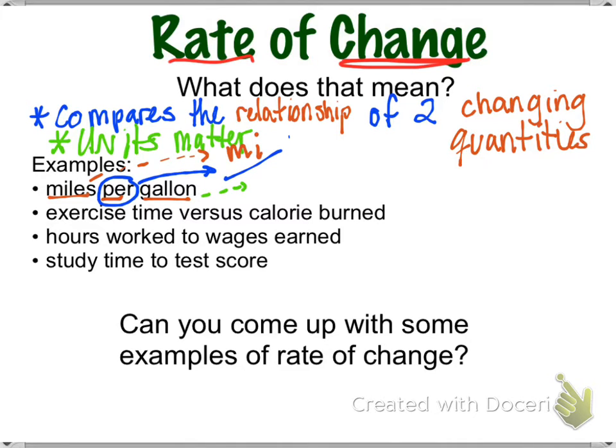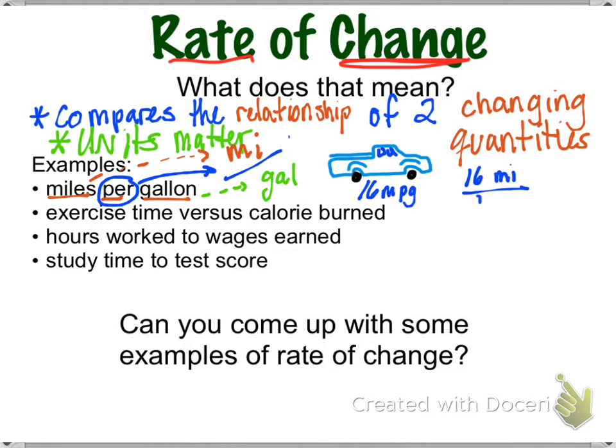So for instance, in our miles per gallon example, we have miles compared to gallons, and the farther you go, the more miles you travel, the more gallons of gas are burned. So if we say a truck has 16 miles per gallon, that's 16 miles traveled goes with 1 gallon used, which the rate would be the same as if I went 32 miles and 2 gallons were used. Those would be the exact same rate because we'd have a 32 over 2, which would reduce to a rate of 16 miles for every 1 gallon.